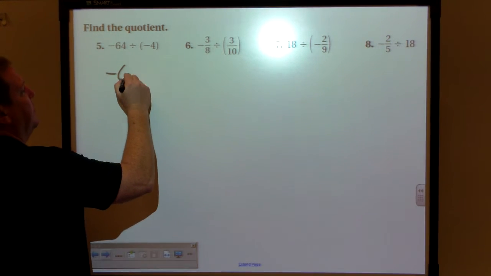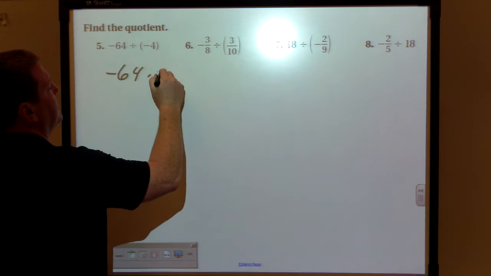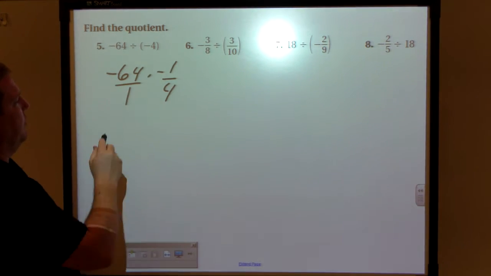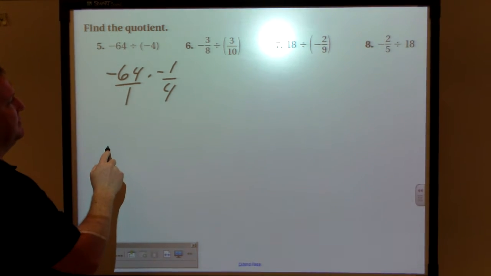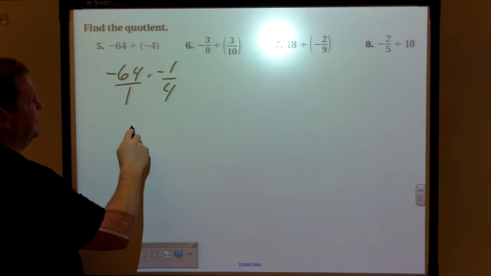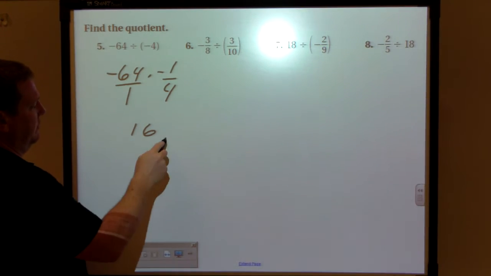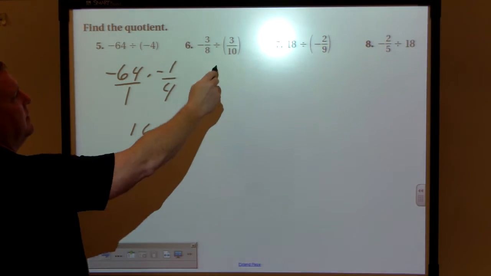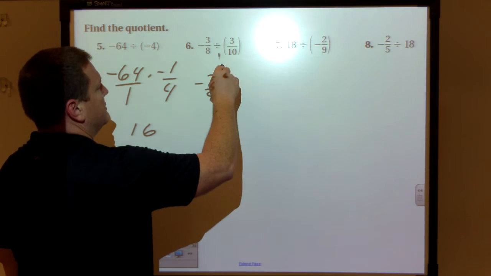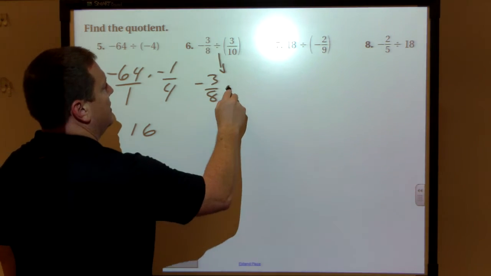Quick examples here, -64 times -1/4. And you can put this over 1 if you want. Negative times negative is going to be a positive. 64/4, I believe that is 16. 16/1 or just 16.